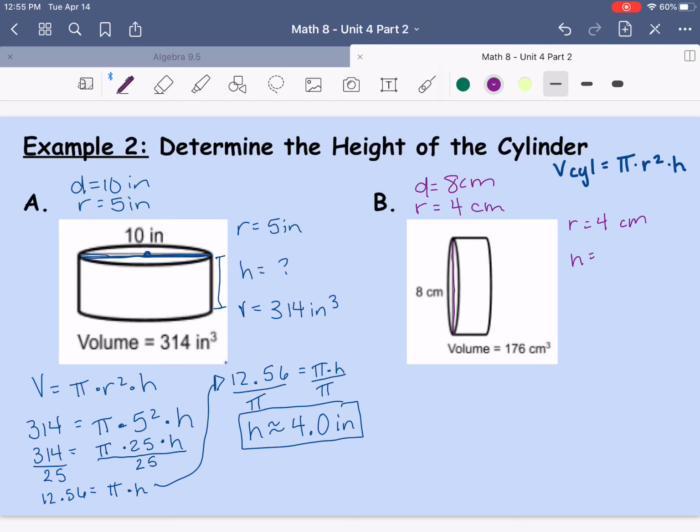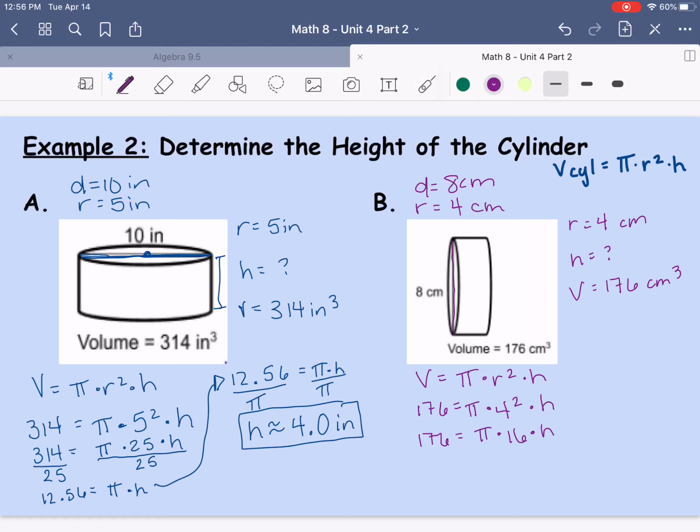My height, I don't know. And the volume is 176 cubic centimeters, or centimeters cubed. So now I'm going back to my formula. Pi times the radius squared times the height. And I'm going to start filling in what I know. So I know my volume is 176. Pi is pi. My radius is 4. And my height's what I'm trying to figure out. So 176 equals pi times 4 squared, which is 16.